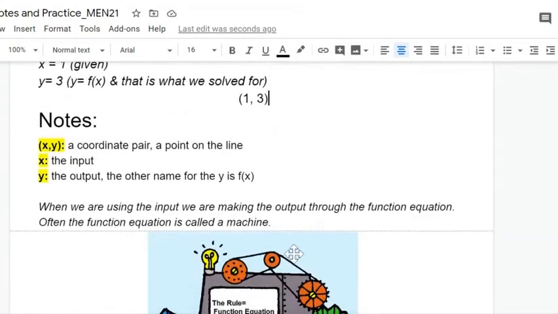So today's notes: x, y, coordinate pair, something you know, but we're going to review it. We've been working with functional equations of a line. So these are the points on the line. x is the input, y is the output. The other name for y is f of x.